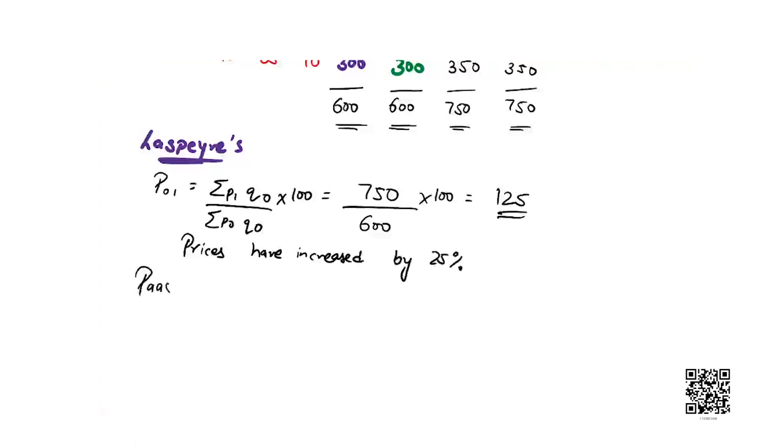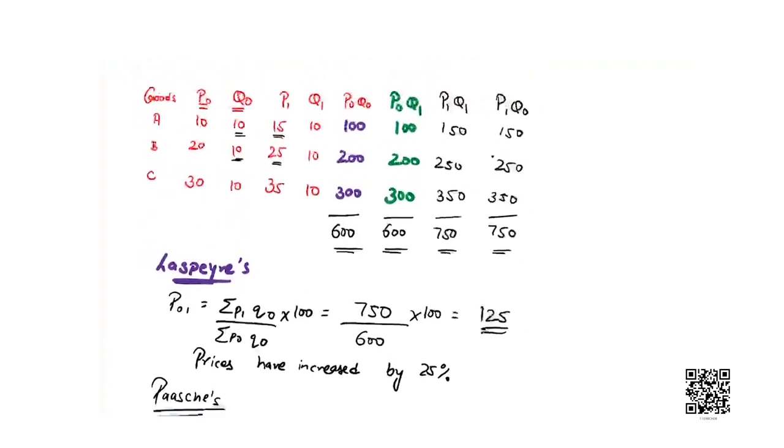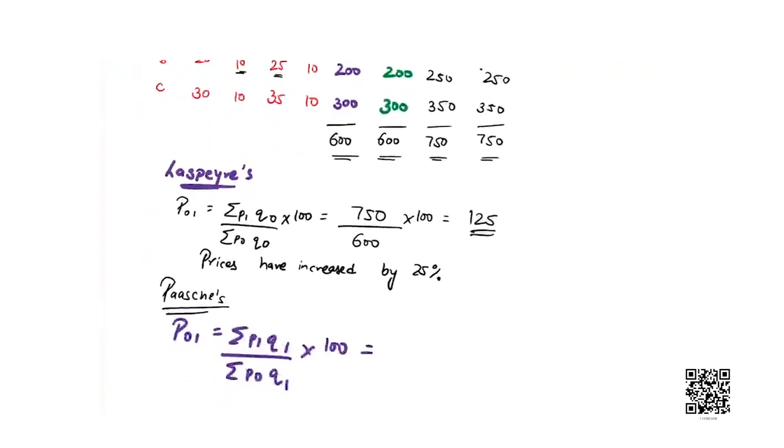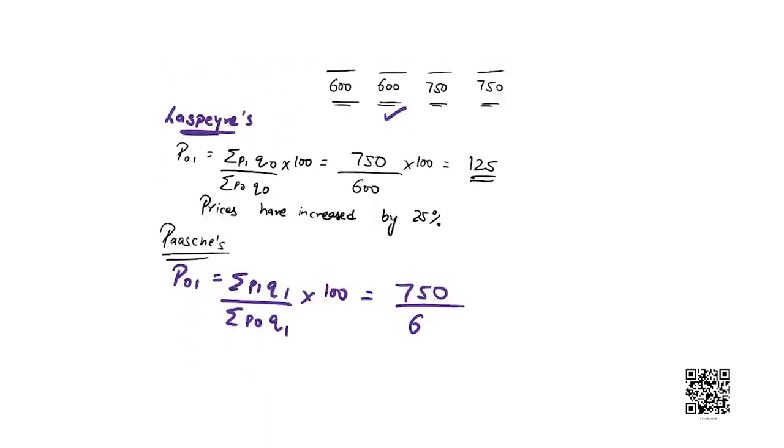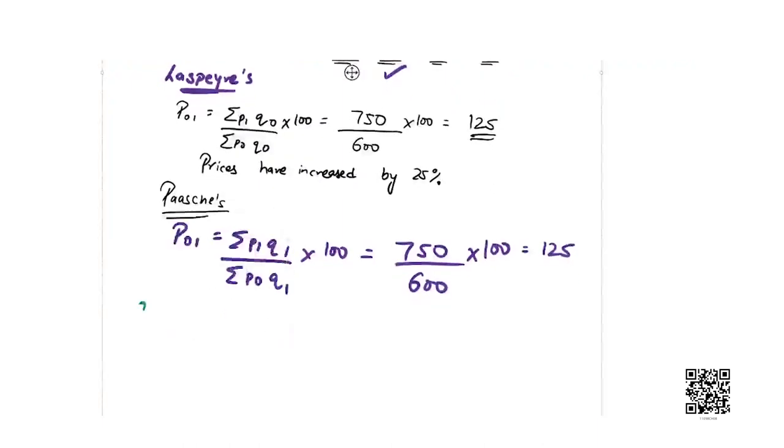Then we have Paasche's formula. According to Paasche's method, the formula to calculate price index is sigma P1 Q1 upon sigma P0 Q1 into 100. So let's calculate the values. We have sigma P1 Q1 as 750, and sigma P0 Q1 as 600, so the value is also 750 upon 600 multiplied with 100, equal to 125. The same conclusion, that prices have increased by 25%. Now let's use Fisher's method.